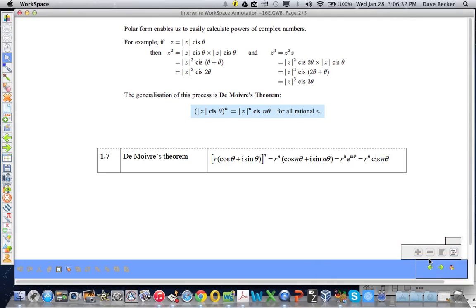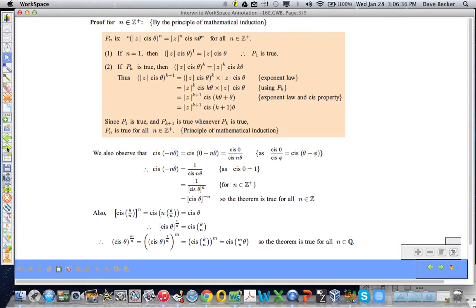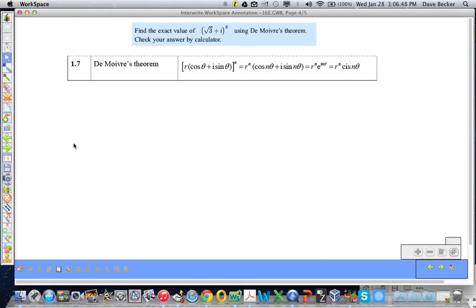So let's do this, shall we? Oh, there's a proof. I forgot. Never mind. There's the proof. If you want to pause and look through it, I'm not going to take time to do it in here. It's not too horrible. I think you can probably follow it.